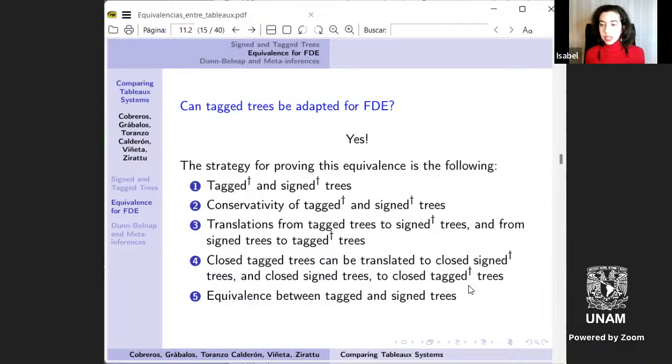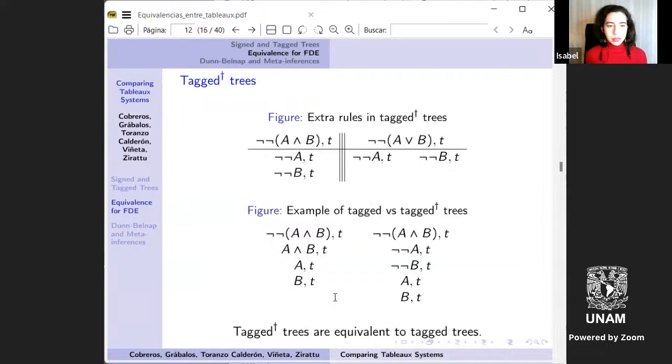And since we will have established from the beginning that tagged dagger trees are equivalent to the tag trees and signed dagger trees are equivalent to the signed trees, if there is an equivalence between tagged and signed dagger, and signed and tagged dagger, then we'll be able to conclude that tagged and signed trees are equivalent.